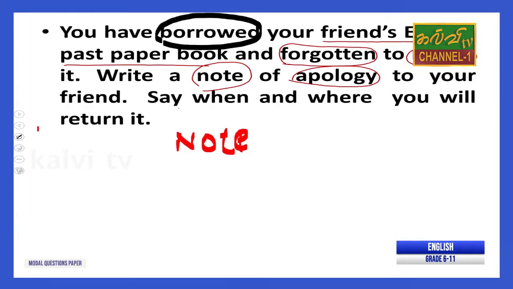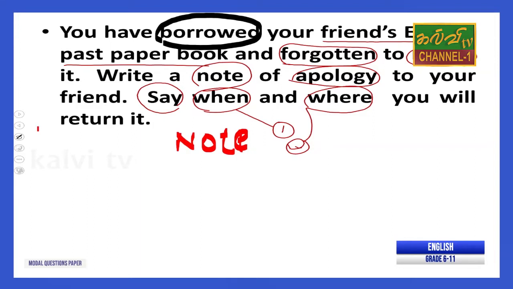Say, when you say to your friend, what will you do? This is the first thing, when, and second, where. You are going to tell him when and where you will return it. So now, at the present, you have forgotten to bring that book.